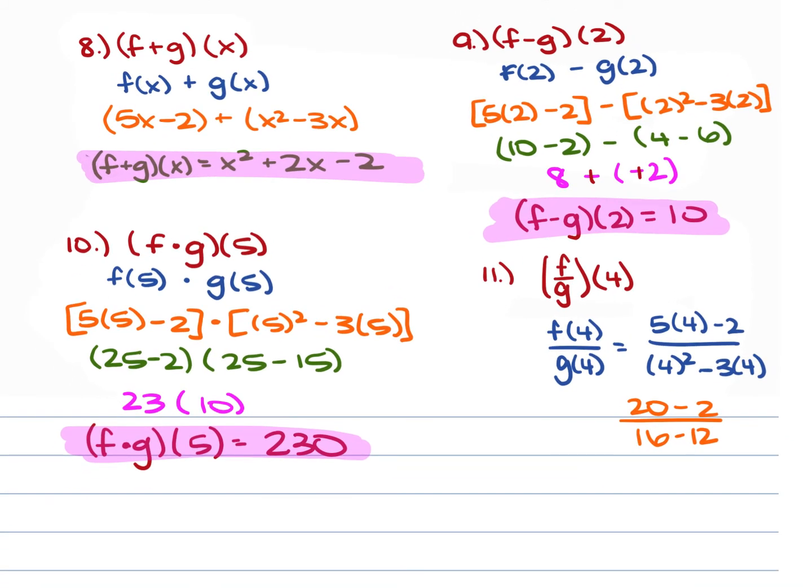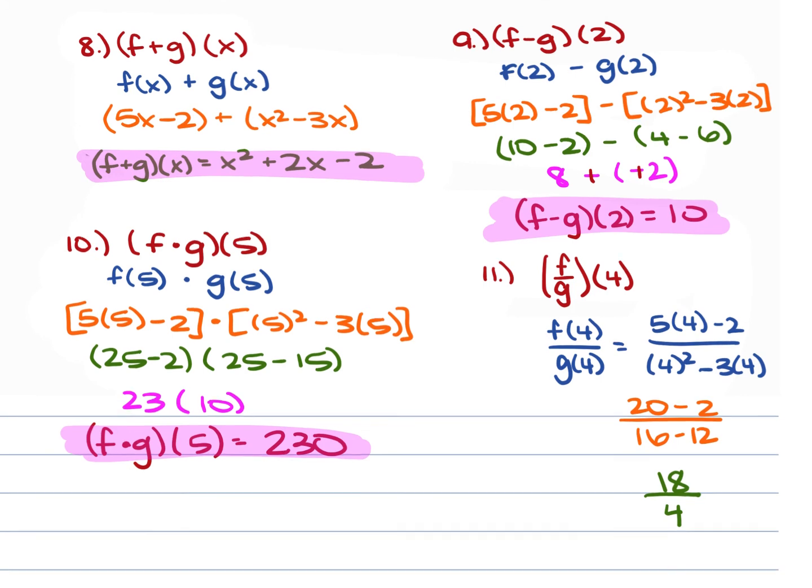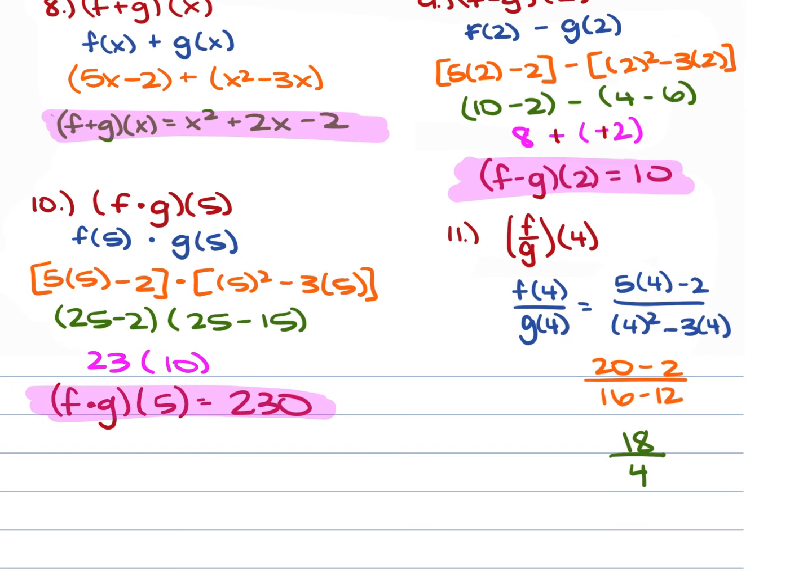The 20 minus 2 gives us 18. The 16 minus 12 gives us 4. So from here we divide or simplify our fraction. They're both divisible by 2, so the 4 becomes a 2, 18 becomes 9, and we have that f divided by g of 4 is equal to 9 over 2.